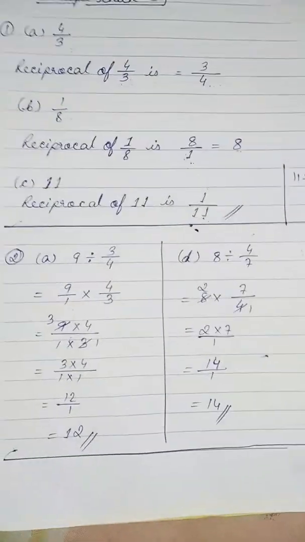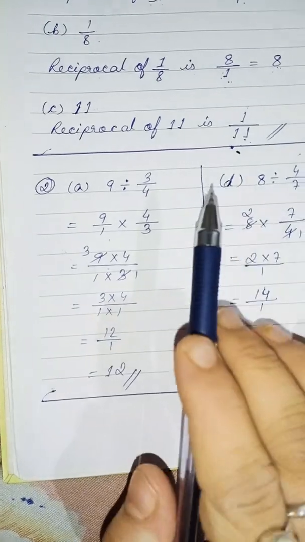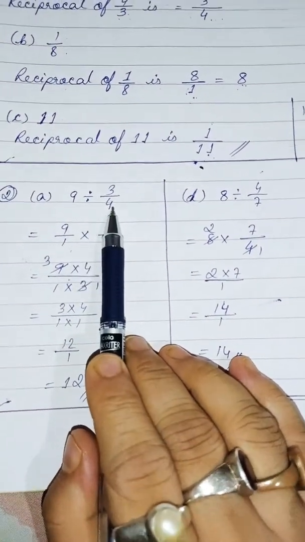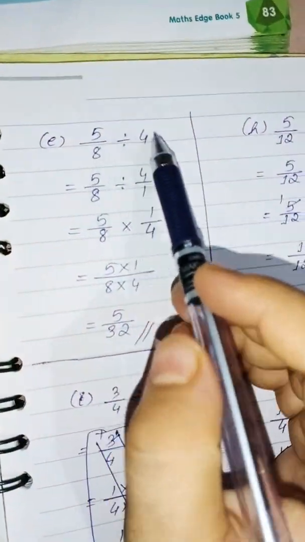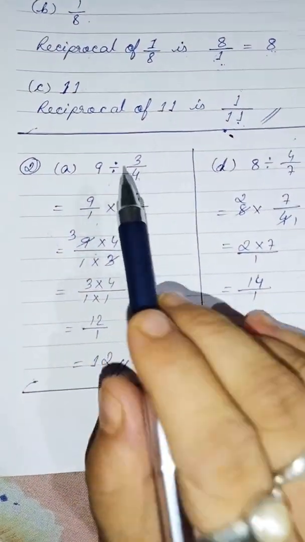Now we go to question number 2, that is divide the following. There are different types of division here. First, there is a type where a whole number is divided by a fraction. Then there is a type where a fraction is divided by a whole number, and then the third type where a fraction is divided by a fraction. So first, a whole number divided by a fraction.